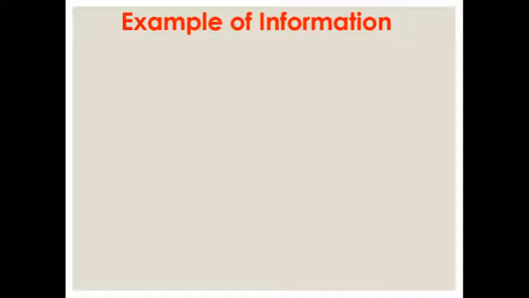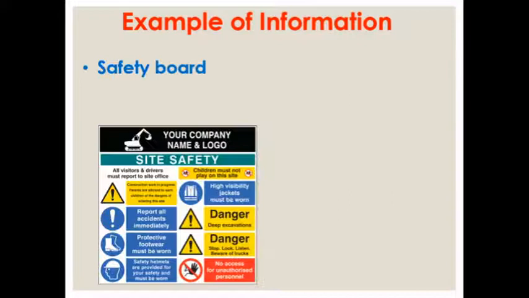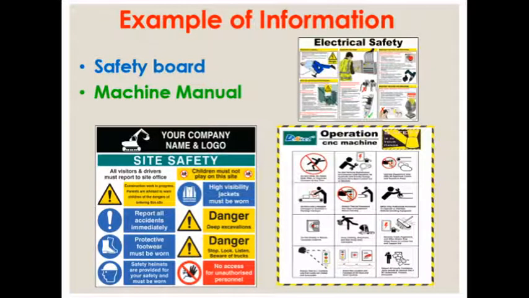The following is an example that can be quoted for information. The Safety Board will explain the information related to the implementation of safety in the workplace. The manual for a machine will provide information on how to operate the machine safely.